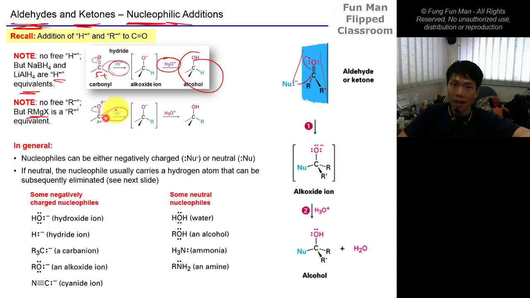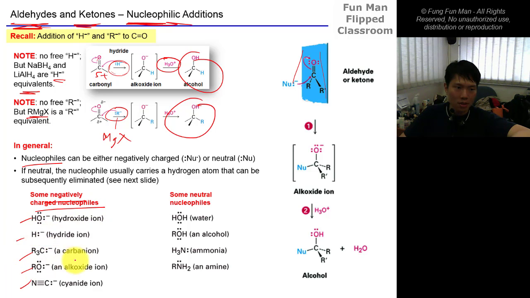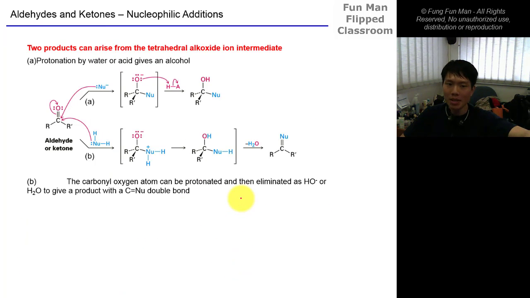Likewise, in the Grignard reagent, you can throw in, again it tags along with something else, right? RMgX, it doesn't have any R minus on its own. So it attacks the carbon, which is electron deficient, and it goes in, you acidify it, you get the alcohol. So in general, when we throw in some nucleophile to a carbonyl compound, you should have some form of nucleophilic addition. Negatively charged nucleophiles are hydroxide, carbanion, alkoxide, cyanide. Neutral ones are water, alcohol, ammonia, and amine.